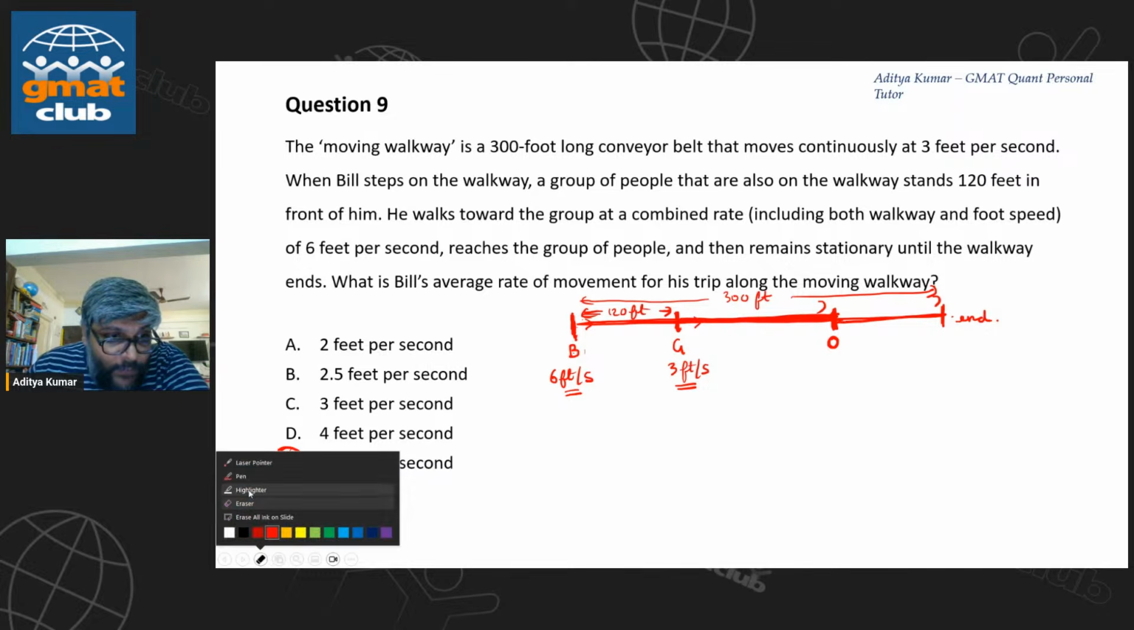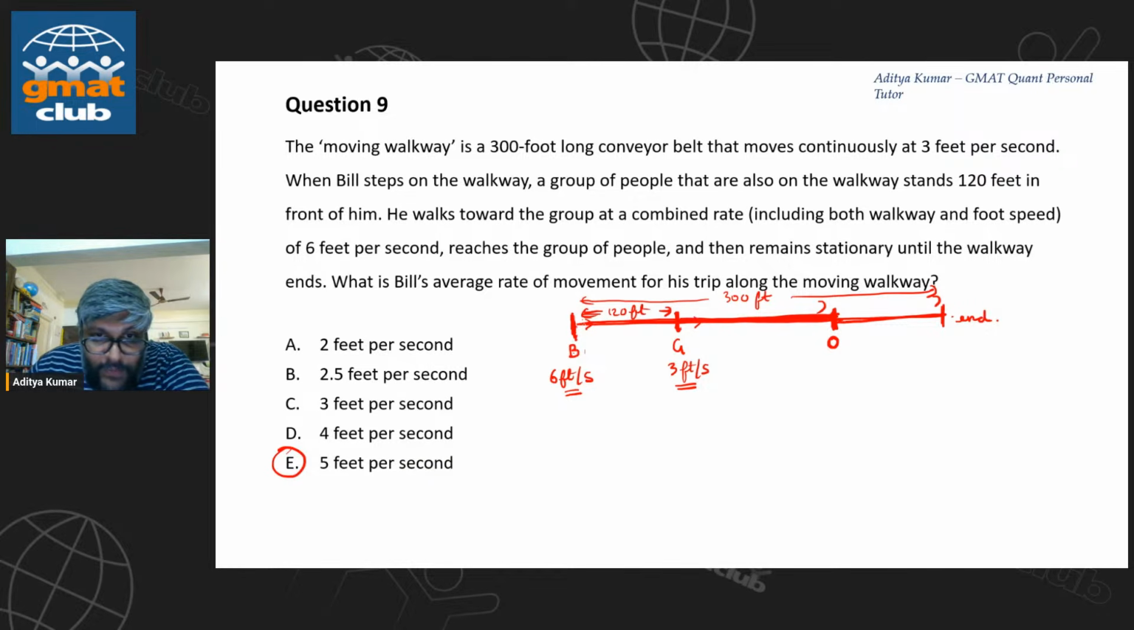So the first thing I'm going to do is find out what is the constant time it will take for Bill to reach that group. So what is the relative speed here? Since they're moving simultaneously in the same direction, the relative speed is going to be 6 minus 3, which is 3 feet per second. The gap distance between them is 120 feet. So the constant time that they will take to meet each other at this point O is 120 by 3, which is 40 seconds. So it will take Bill 40 seconds to reach O. It will take the group 40 seconds to reach O.